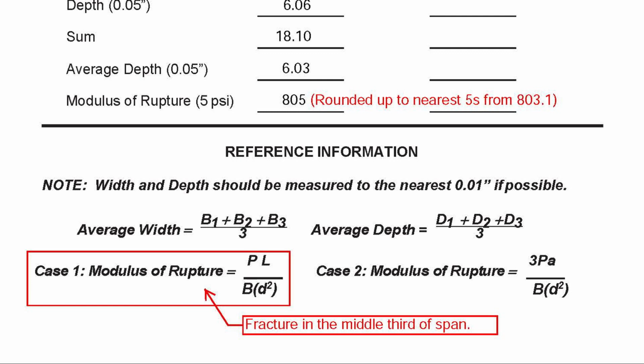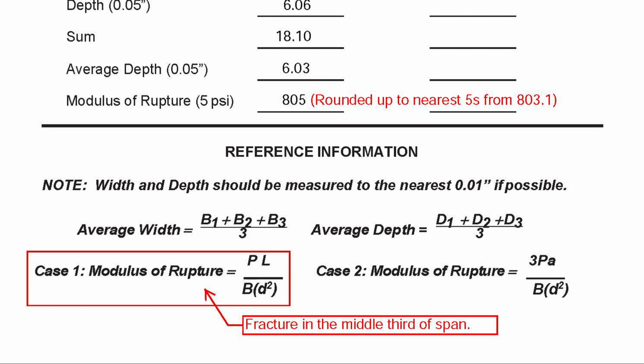Some have found it useful to multiply the top 2 numbers, write down what that number is, multiply the width and depth squared down to the bottom, write what that number is, and then manually divide the 2 together to get the final total. In this case, the division came out to 803.1 psi. That is rounded to the nearest 5 psi for a final value of 805.